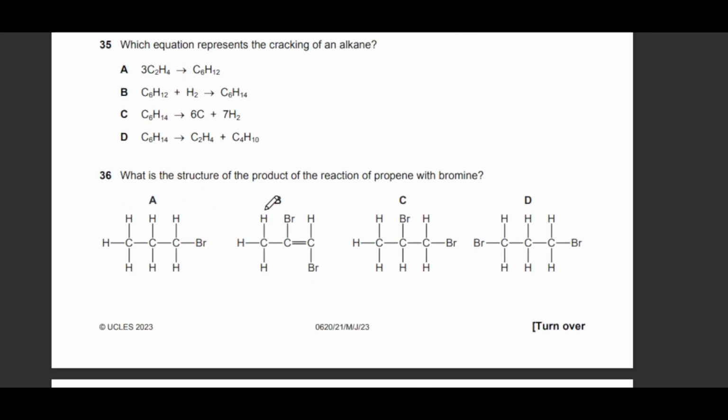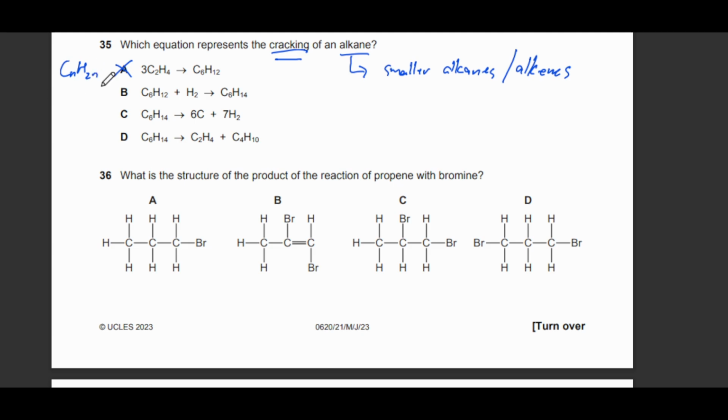35. Which equation represents the cracking of an alkane? So what does cracking mean? Cracking means you break a bigger alkane into smaller alkanes or alkenes. Okay? So first of all, you're cracking an alkane, so the product must be an alkane first of all. C2H4 is not an alkane. It's an alkene.